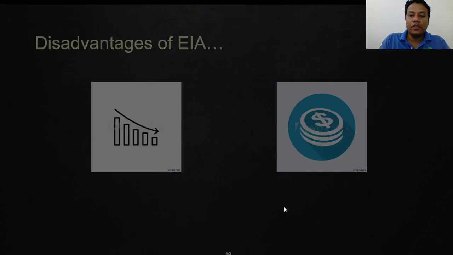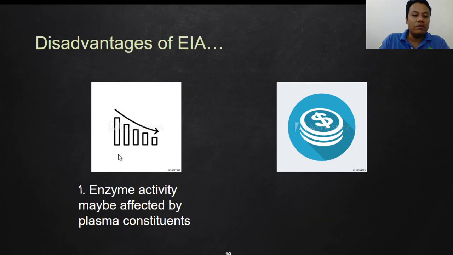They are easy to perform and they are quick. The disadvantages of EIA include that because we are dealing with enzymes, activity may be affected by the plasma constituents. The substances within the patient's serum or plasma might react with the enzyme itself, so we can have false positive or false negative results because of unwanted reactions with the enzymes. And enzymes are also known to decrease in their reactivity over time. So again, the limitation comes from the properties of the enzyme itself, and they are costly because we need to buy the reagents. The reagents are quite cheap actually, but the antibodies are very expensive.